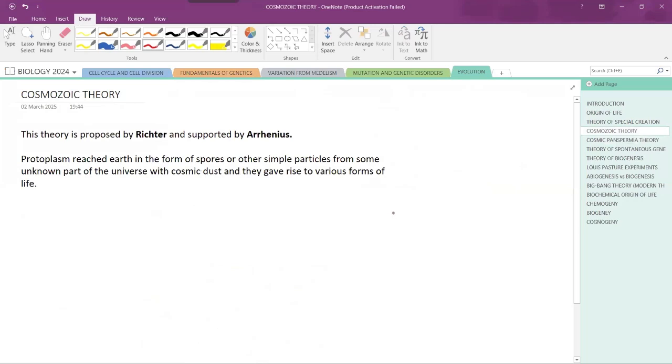That is the cosmogenic theory. This theory is proposed by Richer and supported by Arrhenius. Protoplasm reached Earth in the form of spores or other simple particles from some unknown part of the universe with a cosmic dust, and they give rise to various forms of life. Okay.